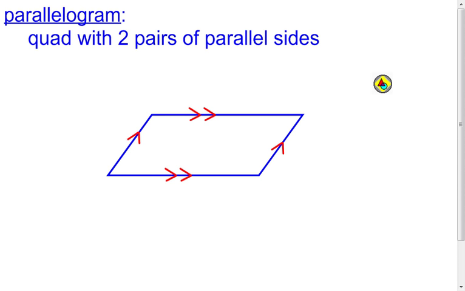So when you look at mine, I have my parallelogram marks. The top and the bottom are parallel, and the left and the right are parallel. So I have two sets of parallel sides in my parallelogram.